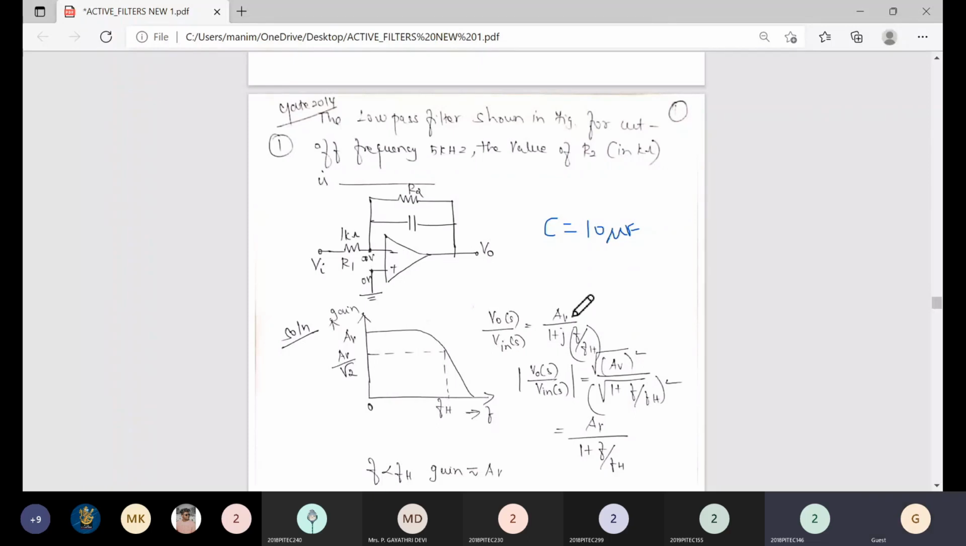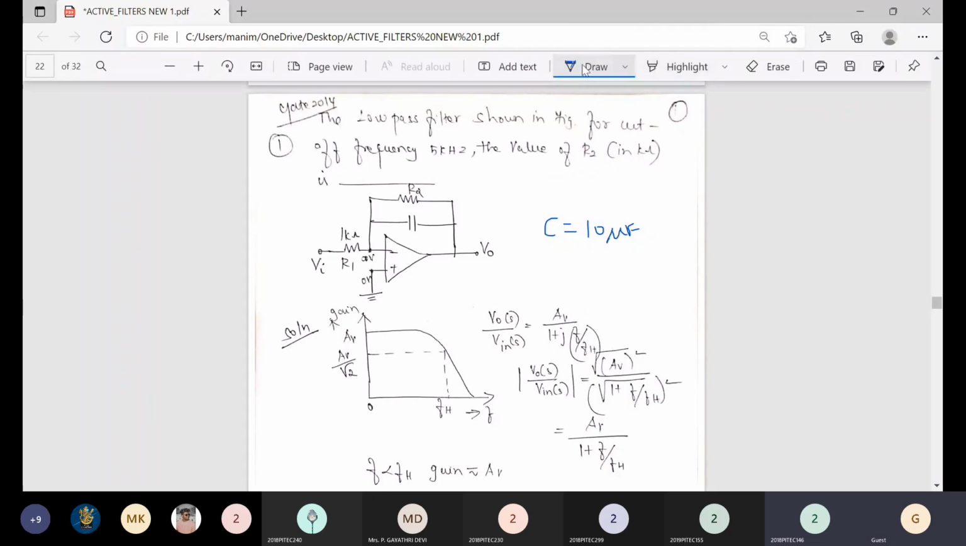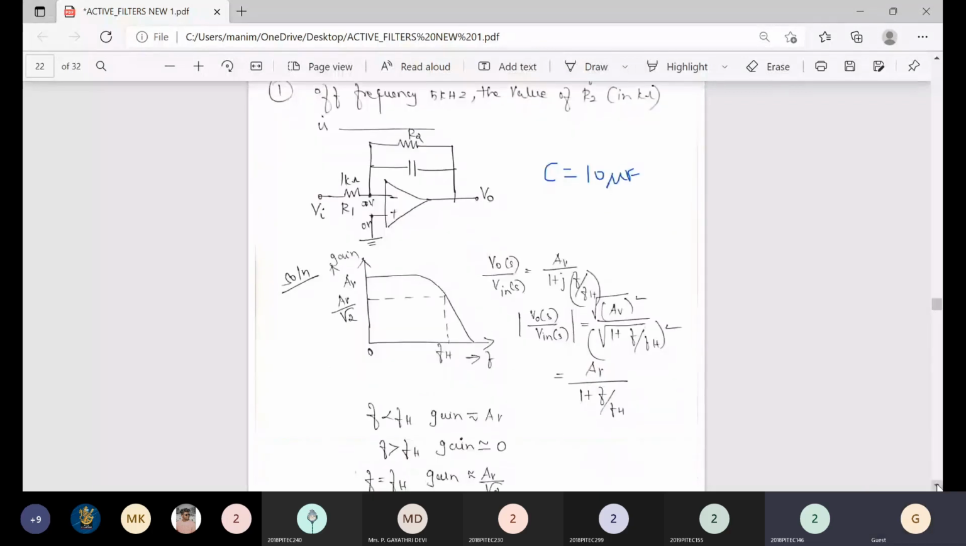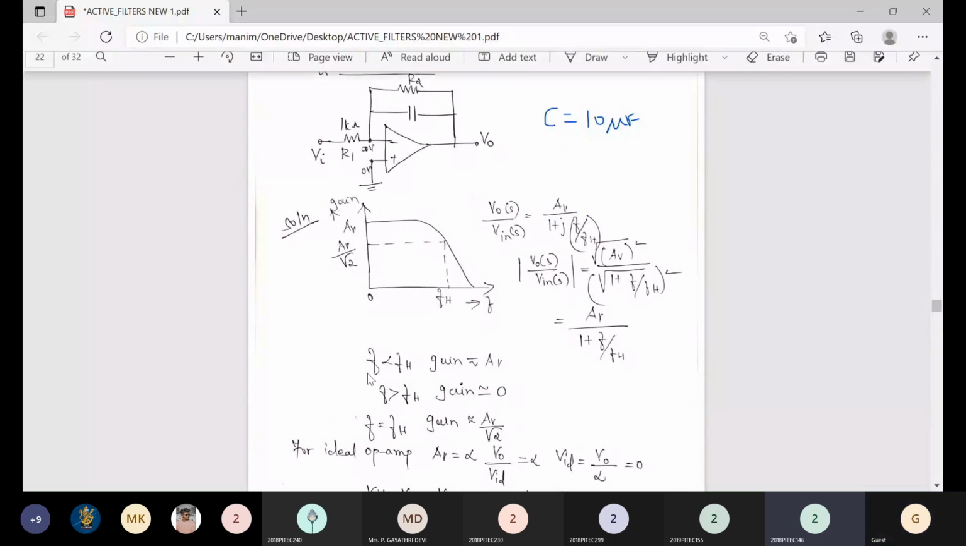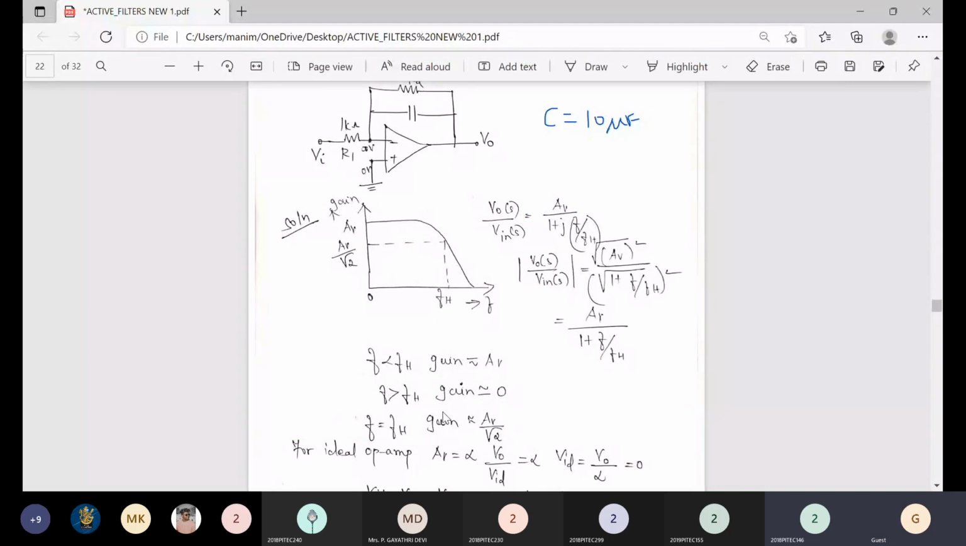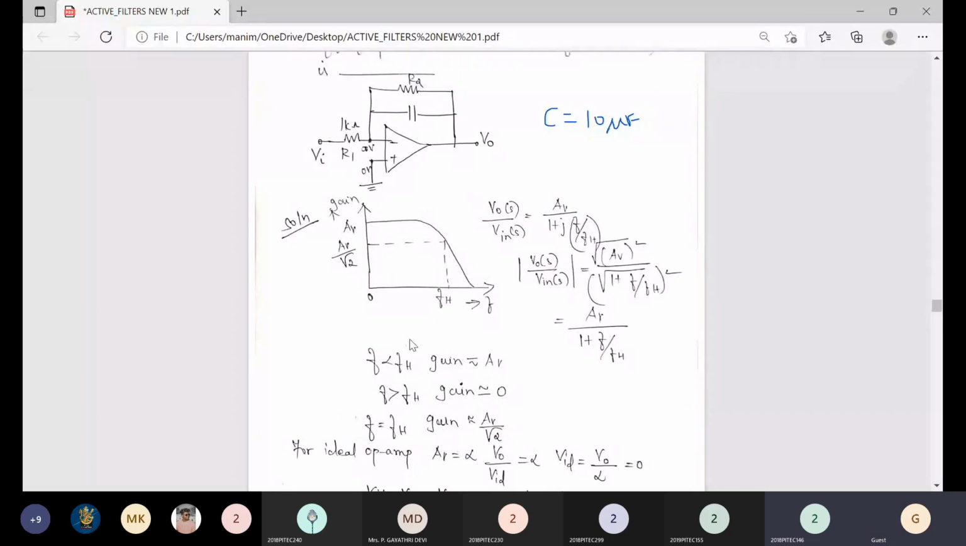Okay, the voltage gain is A_V divided by 1 plus jf divided by f_H. So the gain in magnitude is A_V divided by the square root of 1 plus (f divided by f_H) squared. Now we are going to see the frequency response. We analyze three cases: first low frequency, where f is very much less than the cutoff frequency, then f greater than the cutoff frequency, then f equal to the cutoff frequency. So three cases for the frequency response of the low pass filter.